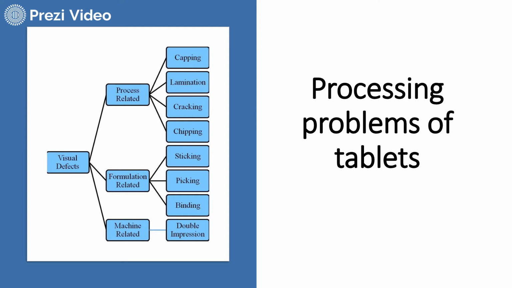For example, capping, lamination, cracking and chipping fall into the category of process-related problems, and picking, sticking and binding relate to formulation-related problems, whereby you have more granules being formed or more moisture content. Double impression is sometimes related to the machine, whereby over embossing is being done.